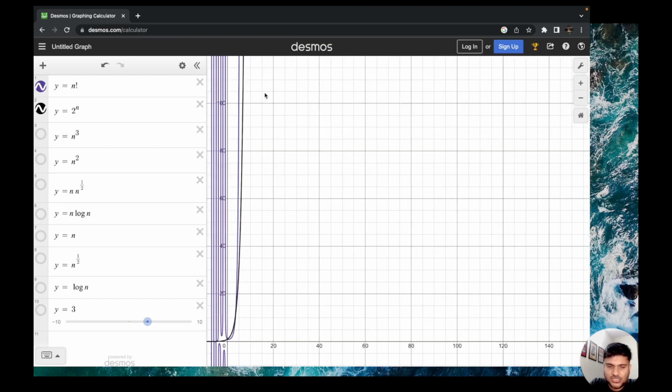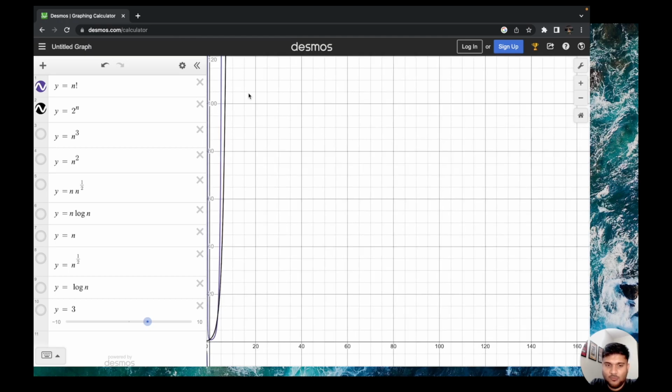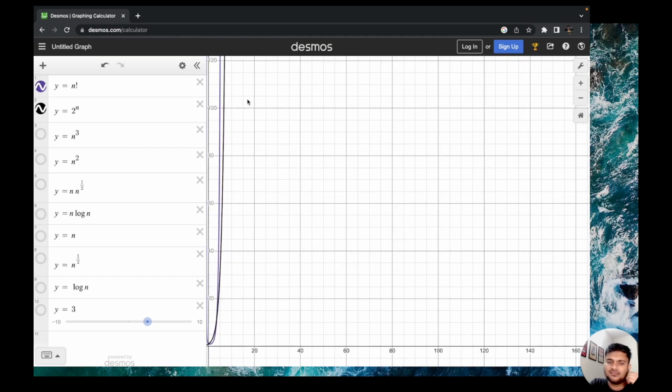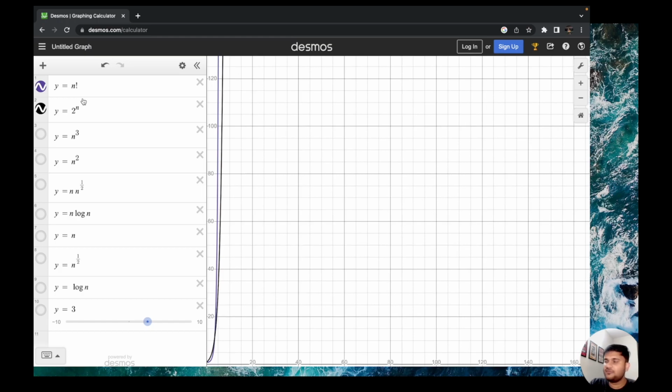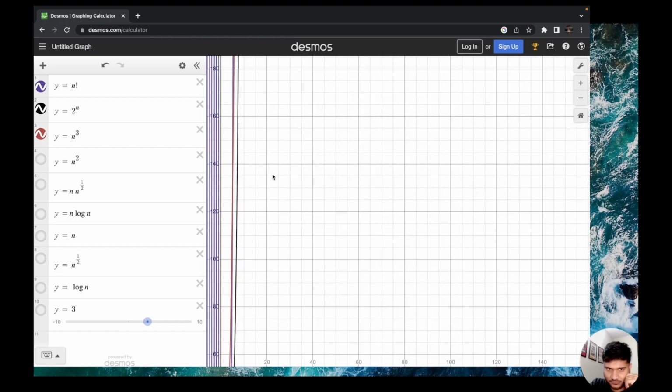So they are almost equally bad. It's not like one is much worse and one is better. They are equally bad, but still n factorial performs a bit worse. Then you have y equals n cube. Just think about it. n cube is better than 2 raised to the power n and n factorial, but the rate of growth of n cube is still a bit worse.